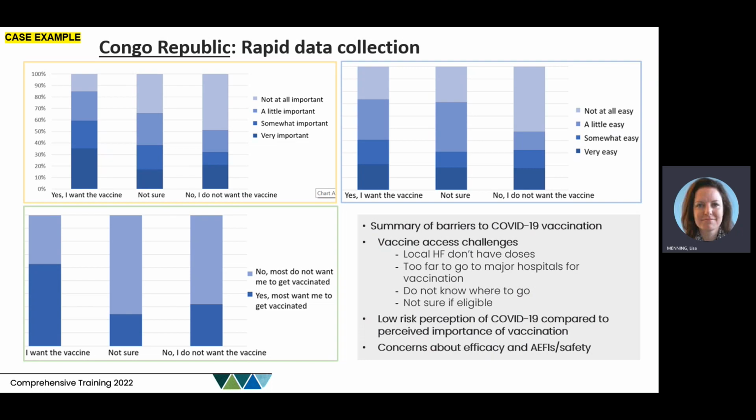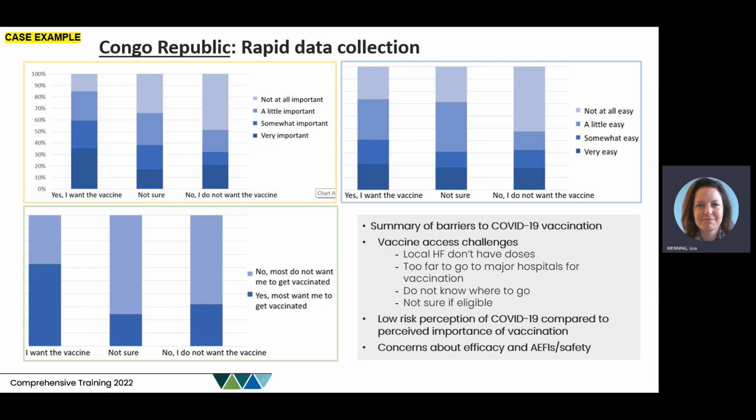And we can see, for example, in our lower left-hand corner here, that for people who do want to get vaccinated, yes, their peers, their family and friends also want them to get vaccinated. But if they're not sure or do not want to get vaccination, we can also see that that plays out with their peer groups as well.